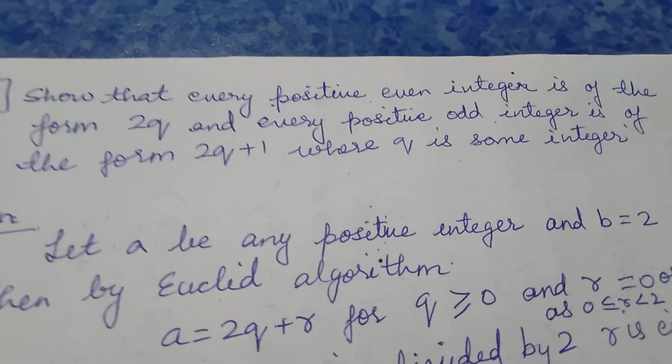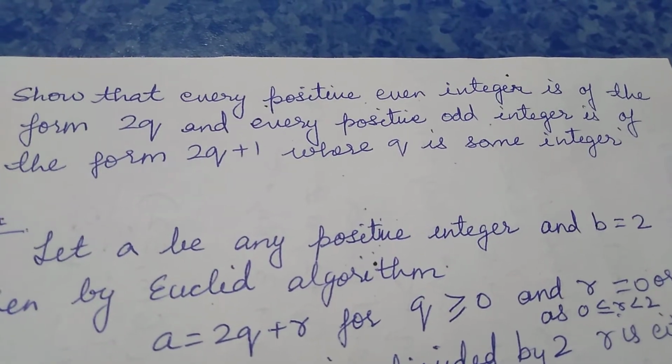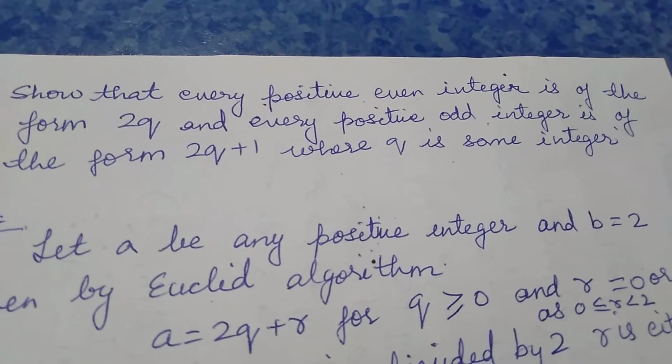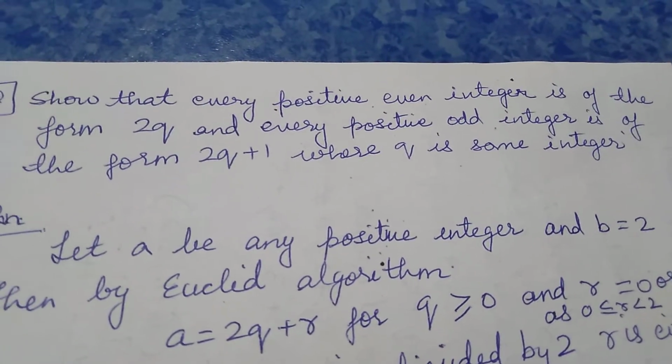इसका मतलब है कि आपको प्रूव करना है कि एनी पॉजिटिव इंटीजर उसको हम 2q के फॉर्म में एक्सप्रेस कर सकते हैं और कोई भी ऑड इंटीजर होगा आई कैन राइट इट इन द फॉर्म 2q plus 1.